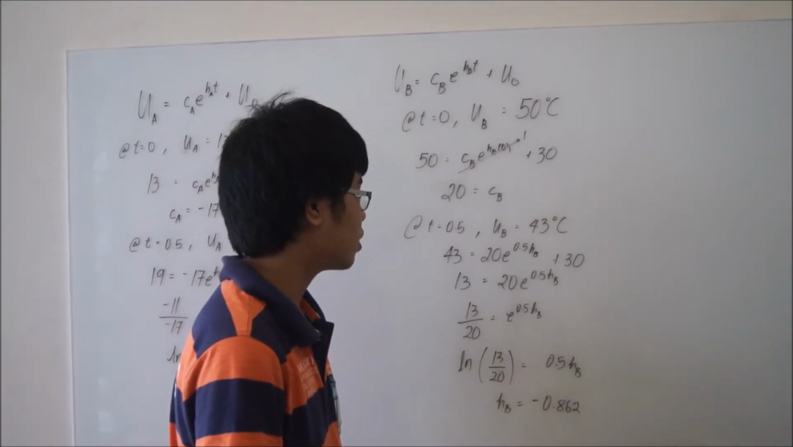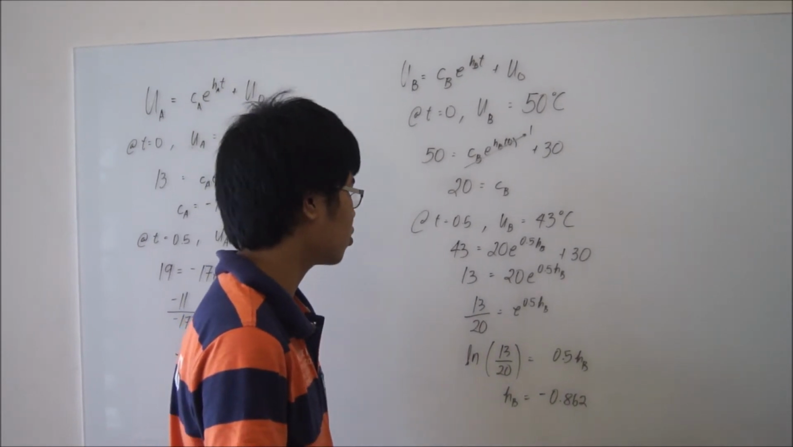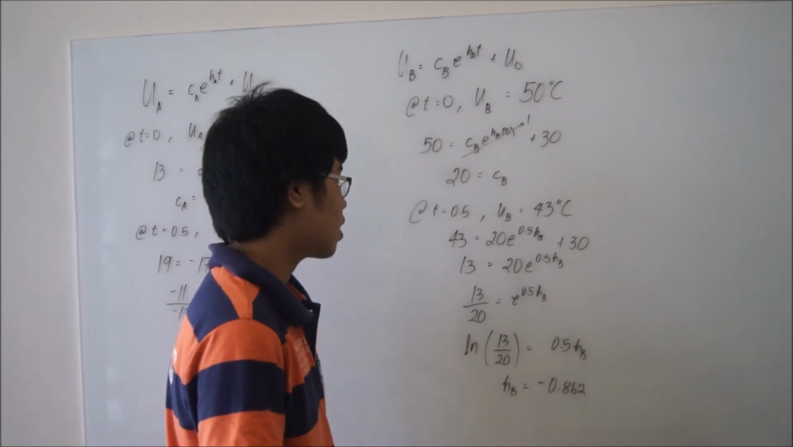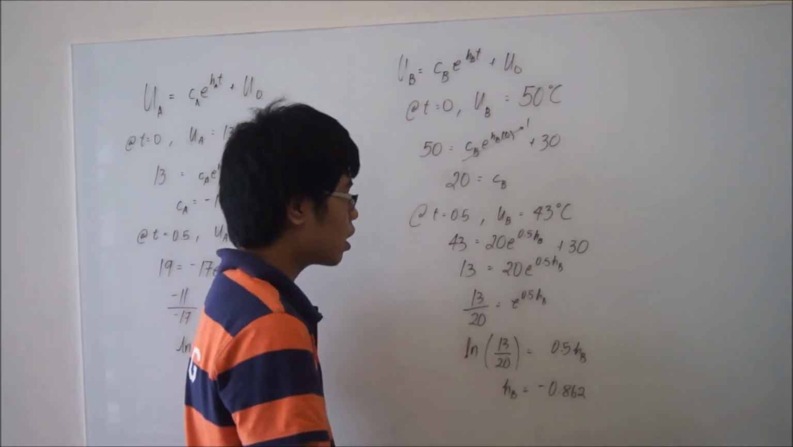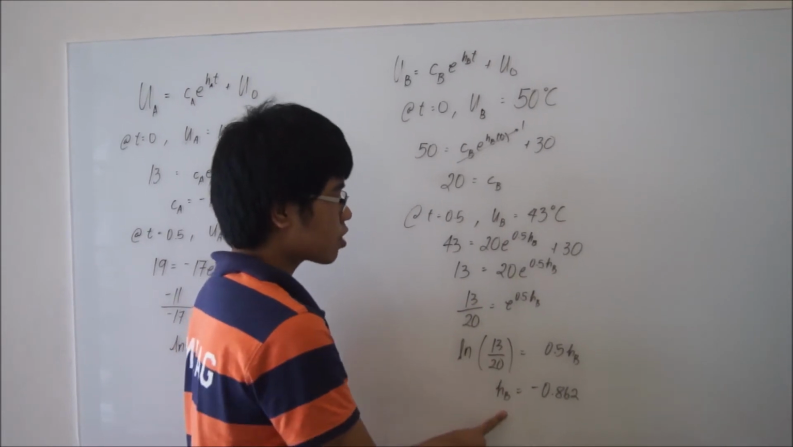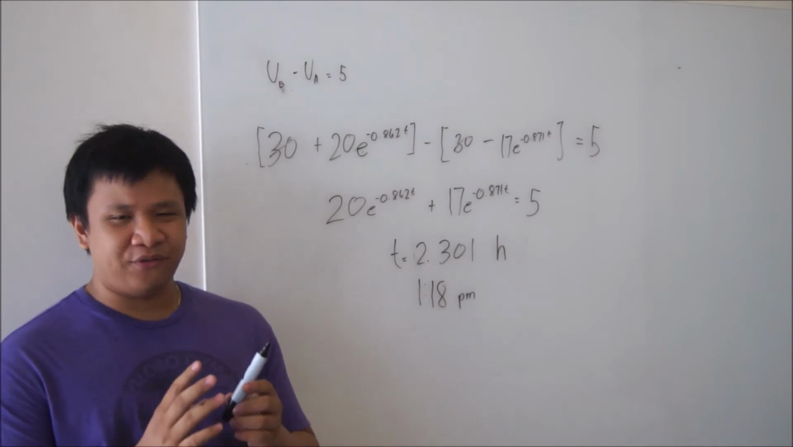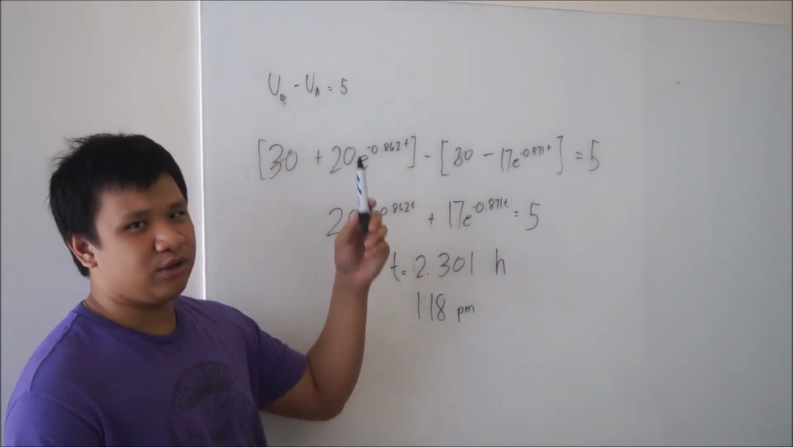Similarly, we can obtain the values for the constants of the second equation pertaining to the hot entree by substituting the values that were given to us. And as a result, we get the constant for the coefficient, which is 20, and the constant for T, which is negative 0.862. Since we're looking for the difference of the two temperatures to be 5, we'll use UB minus UA is equal to 5.